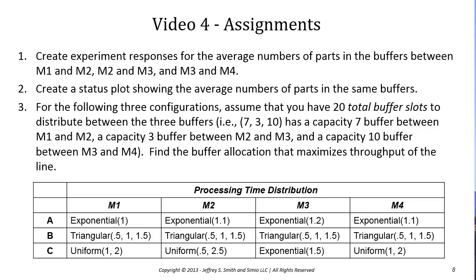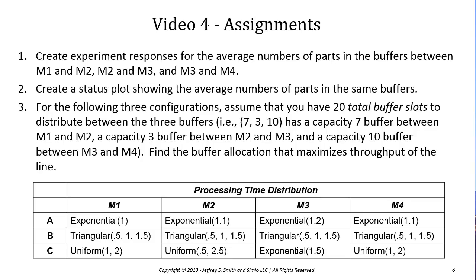For the third task, I give you three different configurations of the system. In this case, a configuration is defined as the processing time distributions for the four stations. So for example, in configuration C, the processing times at M1 are uniformly distributed between 1 and 2. At M2, they're uniformly distributed between 0.5 and 2.5. At M3, the processing times are exponential with a mean of 1.5. And finally, at M4, the processing times are uniform between 1 and 2.